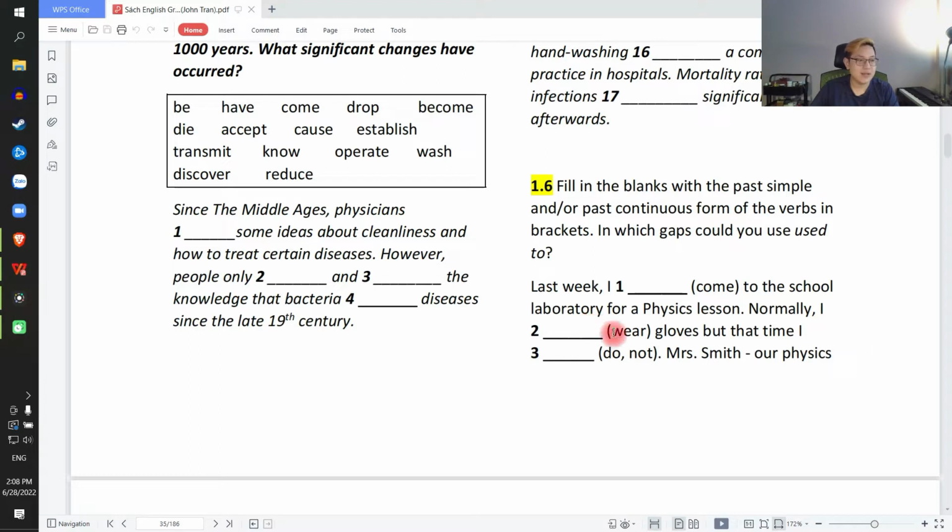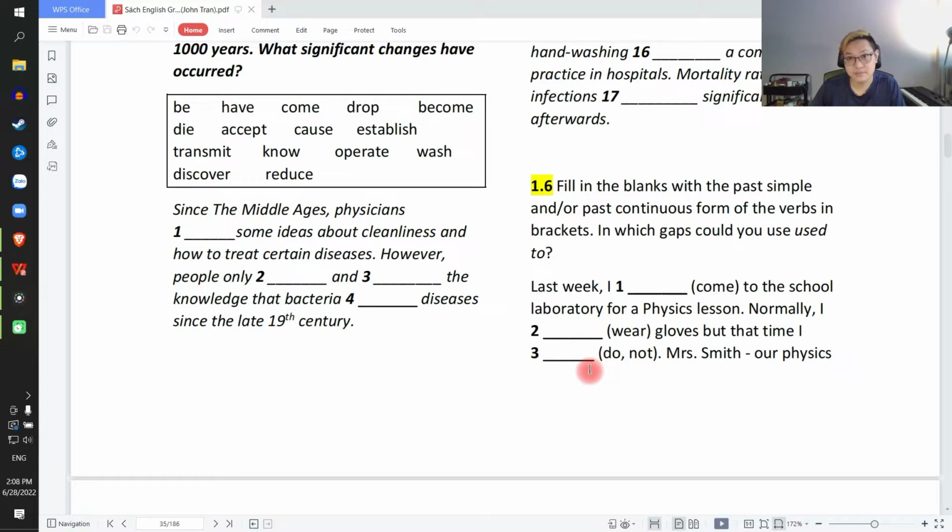But number 2, you can use I used to wear gloves because it talks about a past habit. So of course it's no longer true. Bình thường thì tôi đeo gloves, tôi đeo cái găng tay, mà có thể dùng là used to wear nếu mà mình muốn nói về một cái thói quen quá khứ mà bây giờ không còn đúng nữa rồi. I wore gloves, or I used to wear gloves, but at that time I didn't.